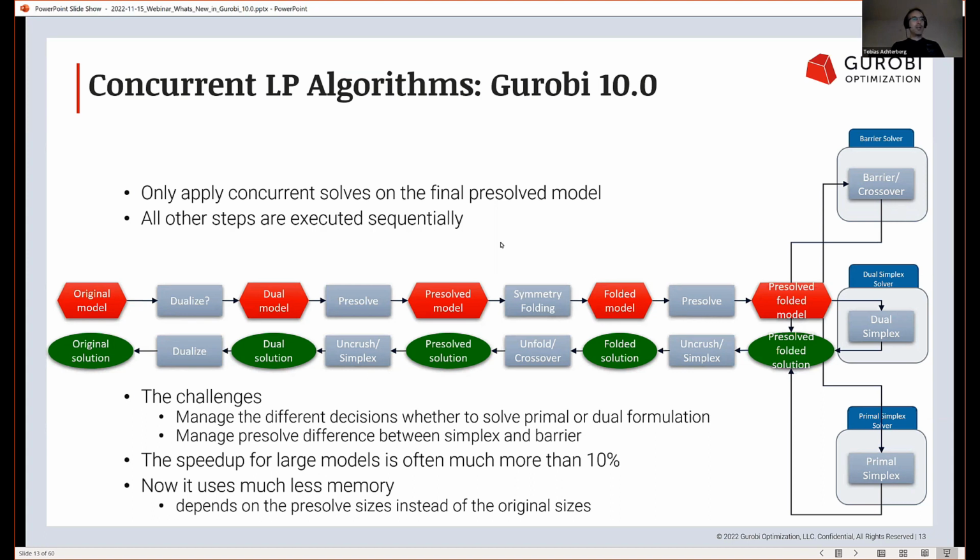And the speed up by having that for larger models is often much more than 10%. The 10% was the speed up that we got overall, but for large models it can be much more, in particular because it now uses much less memory, right? Because the big parts are these initial models that have to be copied for 9.5.